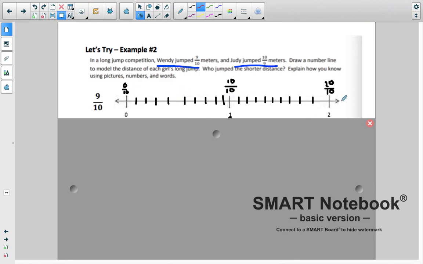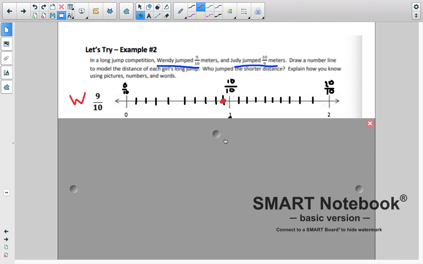And just to make sure, okay? I labeled the 0, the 1, and the 2. So let's look for 9/10. So 0/10, 1/10, 2/10, 3/10, 4/10, 5/10, 6/10, 7/10, 8/10, 9/10. I'm going to mark that with a red dot. Okay? So I found Wendy's. I'm going to put a W for Wendy.